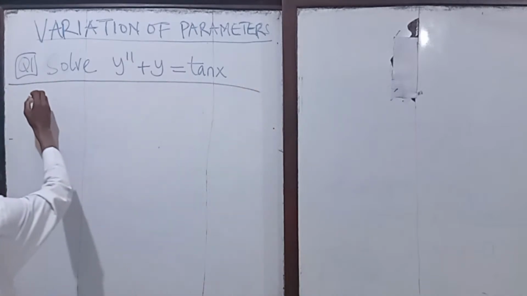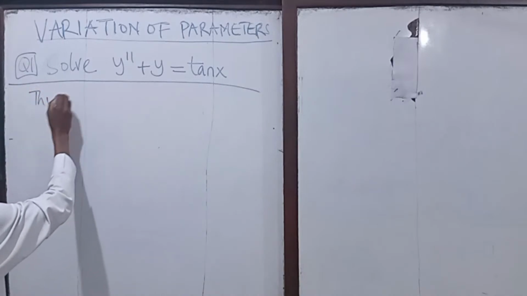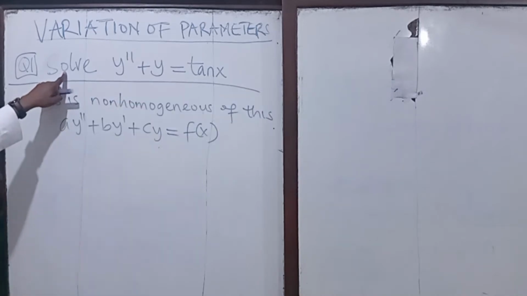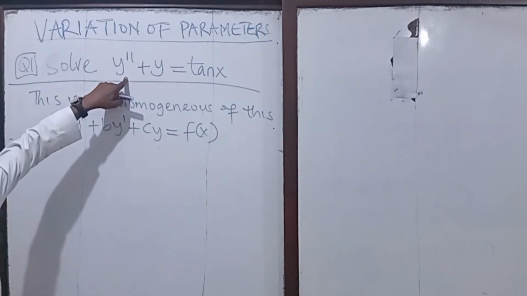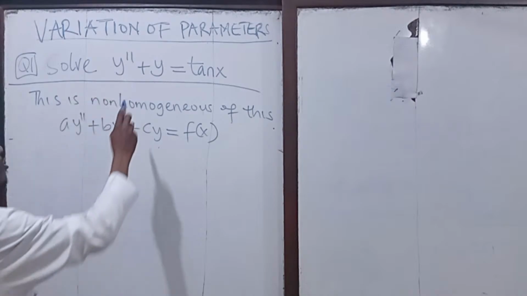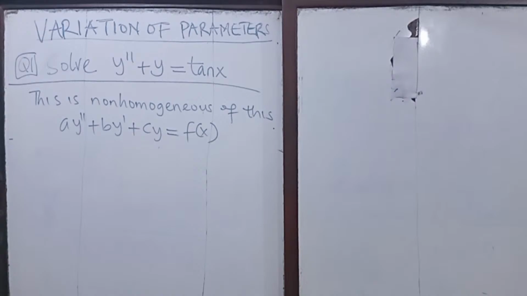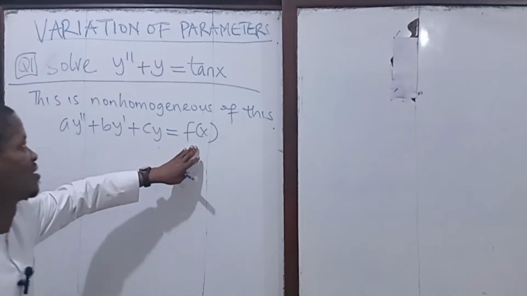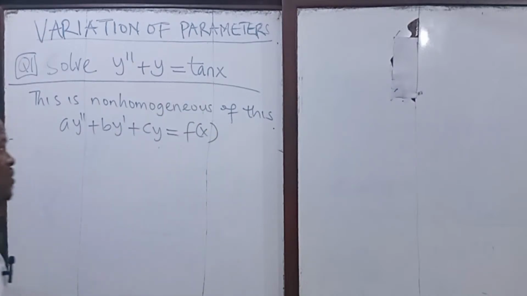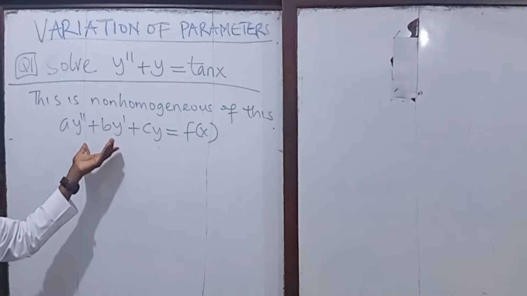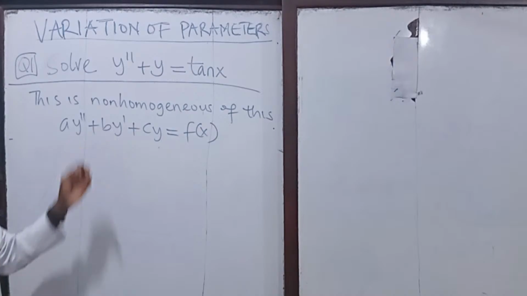This is non-homogeneous. Solve this equation: second differential plus the first differential equal to tan x. In this case, my f of x is tan x. And the left hand side of the differential equation, if you equate it to 0, that's your homogeneous equation.